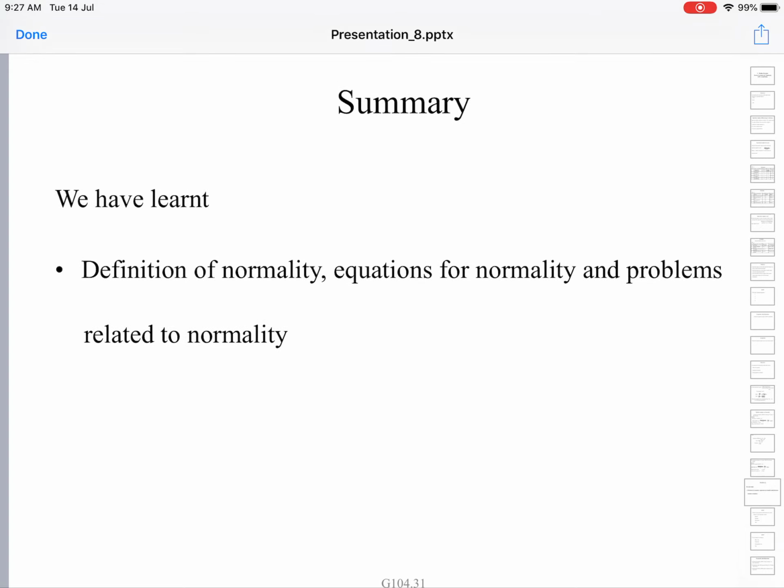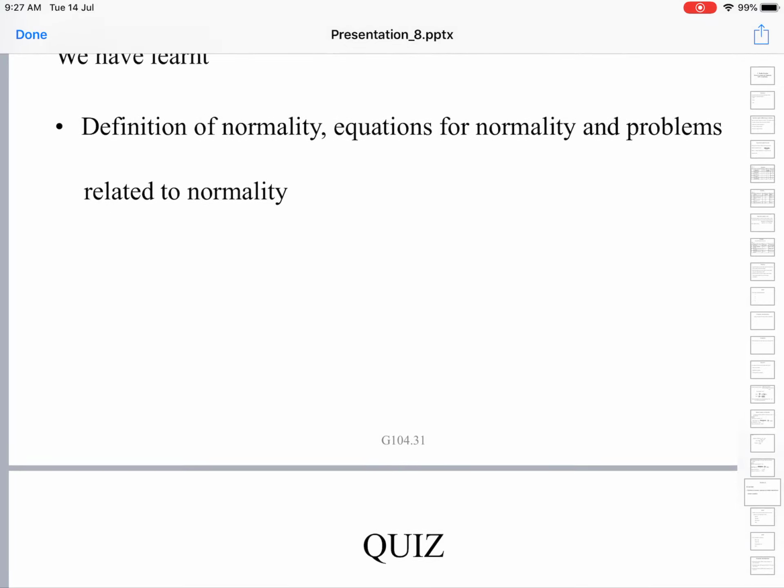Summary: what have we done, and what have we learnt? We have learnt the definition of normality, equations for normality, and problems related to normality. We also learned the definition of equivalent weight, the formula, and how to calculate equivalent weights of acids, bases, and salts. Those things we have learned in this class.